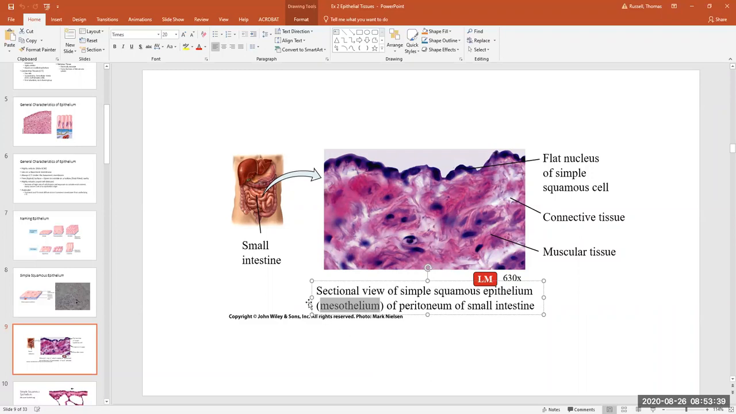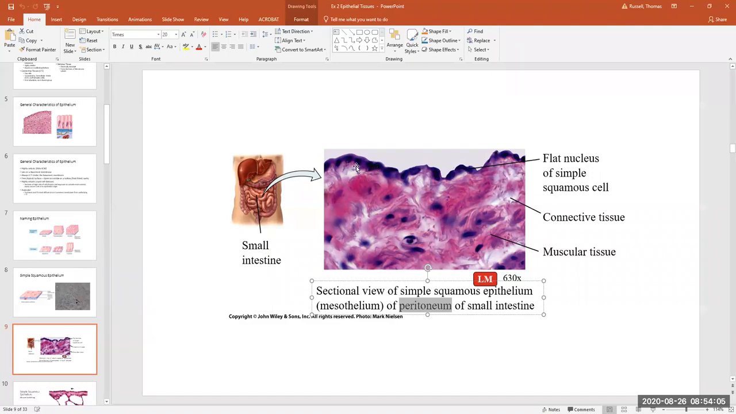But a mesothelial membrane is a special name for a simple squamous epithelium that lines the outside of our gastrointestinal tract. And the membrane's specific name is called the peritoneum. So we would call that the peritoneal membrane. And it's made up of a simple squamous epithelium.